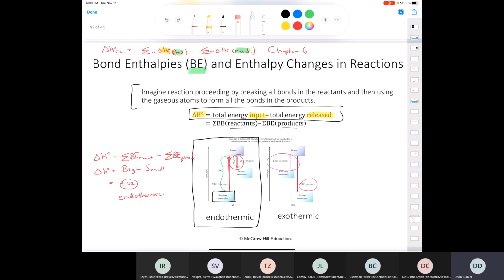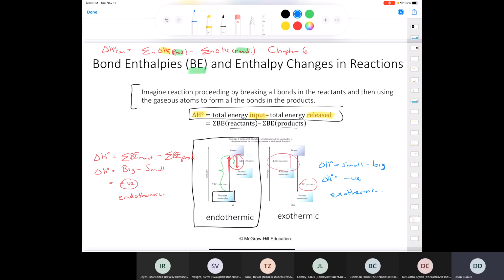Here we go. Anyhow, we're going to have our delta H over here being a small number, and we're going to be subtracting a big number when we release all that energy. What does that mean? It means our delta H is going to be negative, and that's going to be exothermic. Okay, so it's just a different way of calculating the change in enthalpy of a reaction, just using bond enthalpies instead of heats of formation like we did in chapter 6.